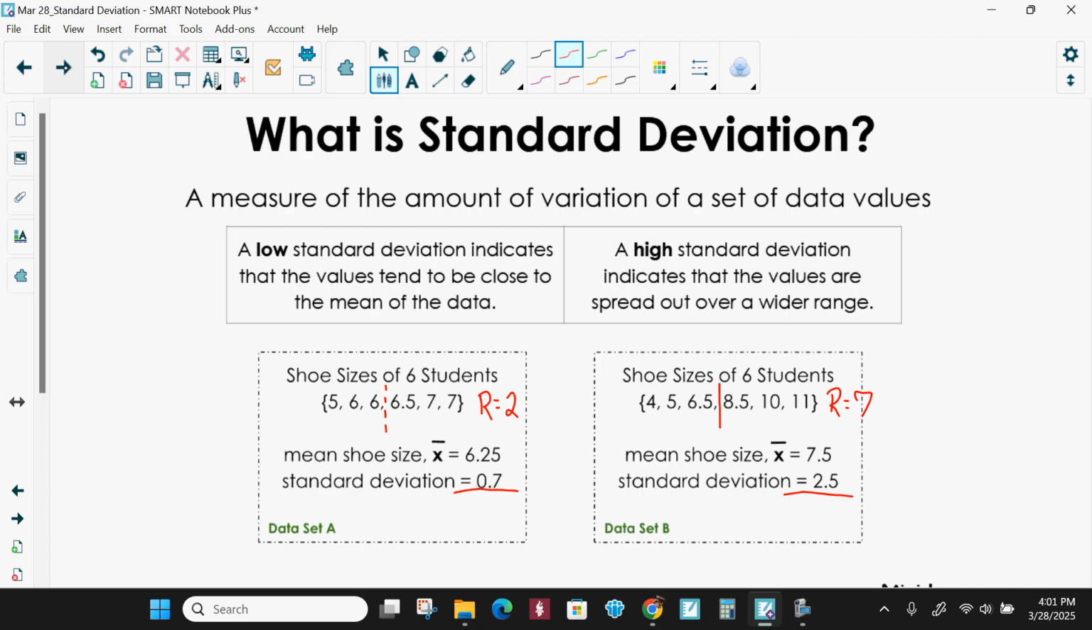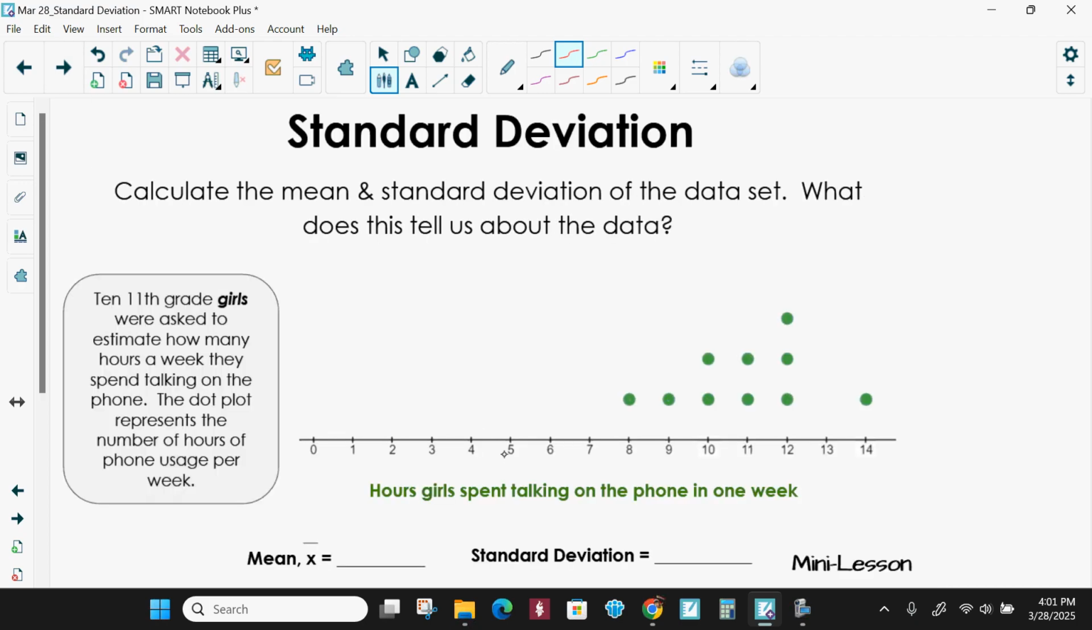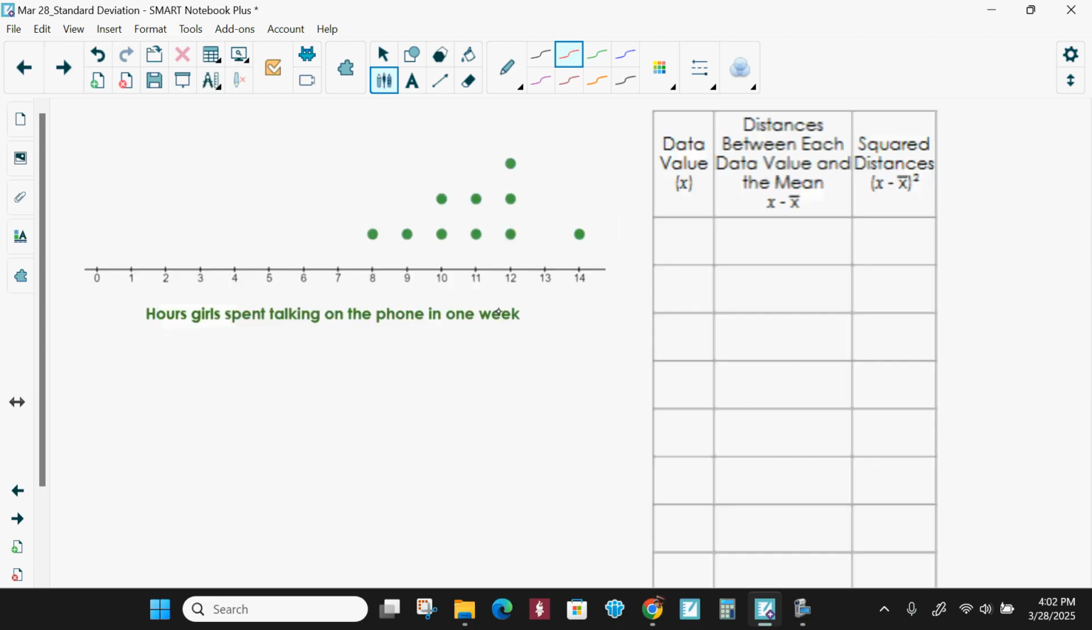Okay, we're going to look at doing these by hand for our basic calculator first, and then we're going to go into using the Desmos calculator for it. So these are 10 11th grade girls and how many hours they spend on the phone talking each week. They plotted the data, and on my next page you'll see the plot, and we have our chart. Now on this chart it breaks down the standard deviation.